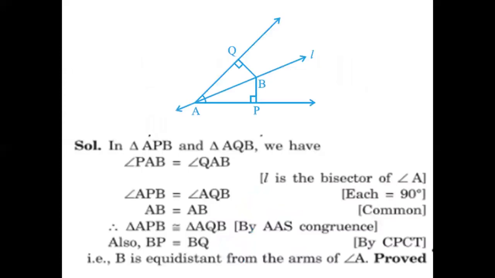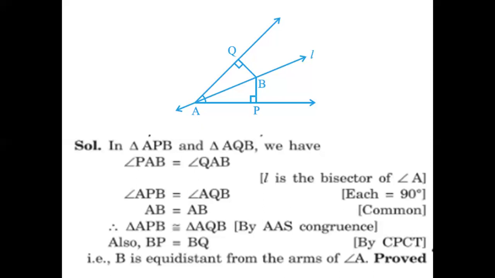Now, as mentioned, let's take triangle APB and triangle AQB. We have angle PAB equal to angle QAB. Why so? Because line L has bisected angle A into two equal parts. Hence, PAB will be equal to QAB. Also, it is given that angle APB is equal to angle AQB, that is, angle P is equal to angle Q. It is already mentioned that they are perpendiculars, hence it is a given fact.